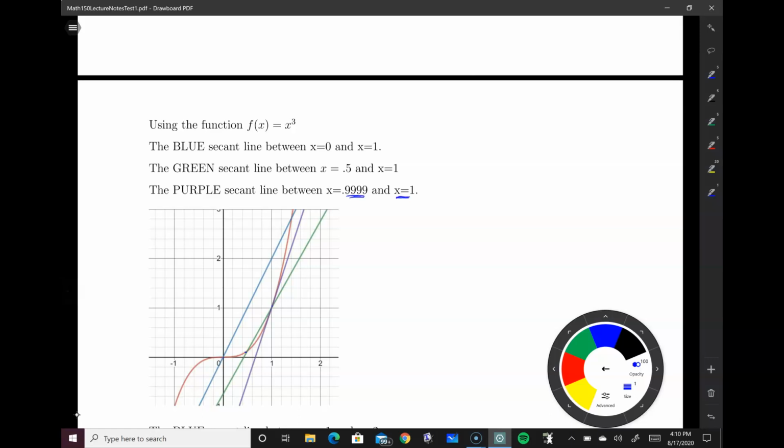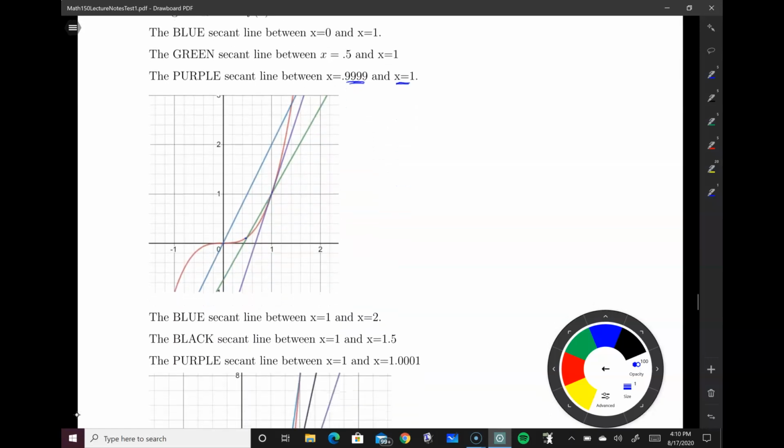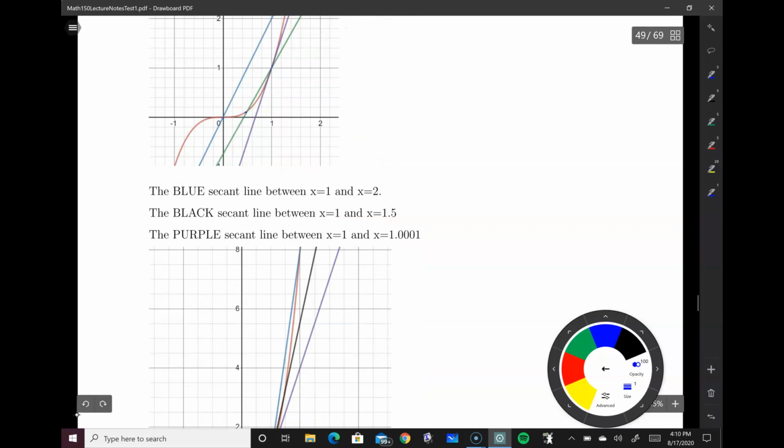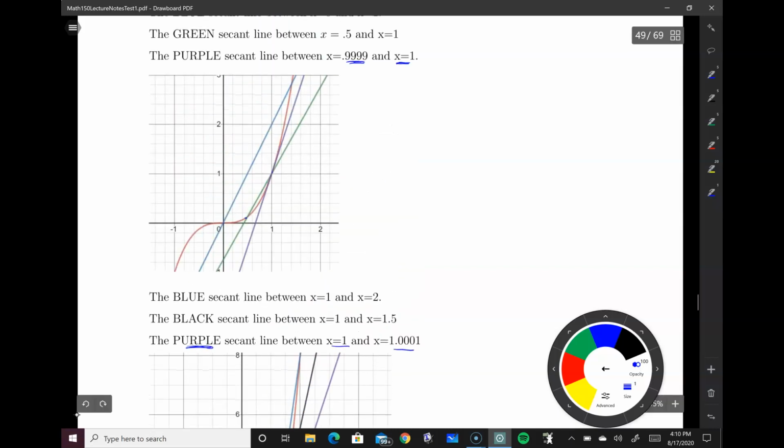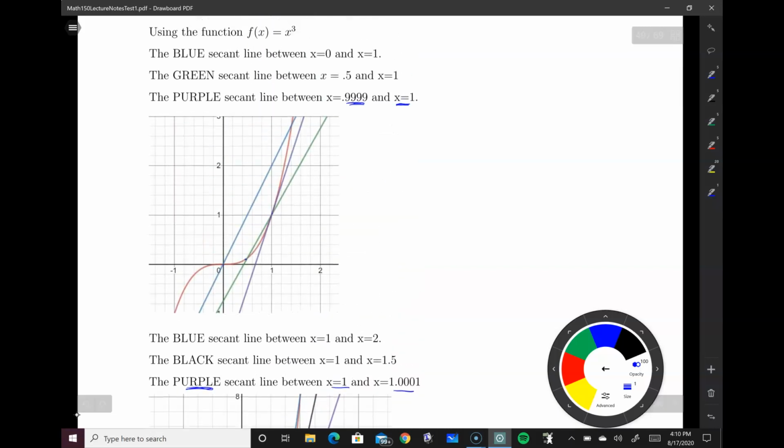And so what we're going to do is have these secant lines get closer and closer to a tangent line. So if I take the secant line between the points 1 and 2, that's the blue one, or between 1 and 1.5, that's the black one, or between 1 and 1.0001, again, the purple secant line is between 2 points that are really close to each other. Just like the purple secant line here is between 2 points that are really close to each other.